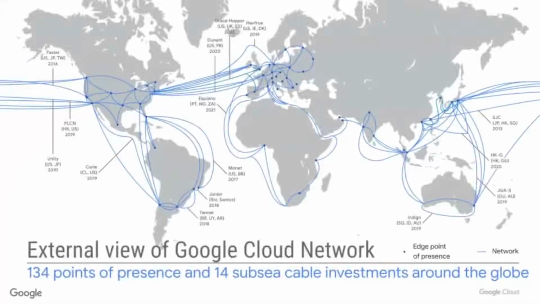So just to help motivate the reason why we need a network model, we can start by looking at the size and scale of the networks that we're working with. This is an outside-in view of Google's network, our cloud network. It has a little over 130 POPs around the world, terrestrial and subsea cables around the world. So it's a large global network that we use to deliver all of Google's services and our cloud platform.